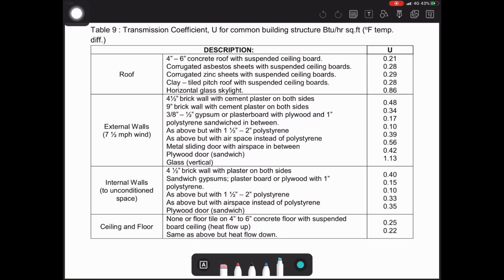For the walls, we are going to take external walls, where the type is 4.5 inches brick wall with cement plaster on both sides. So the transmission coefficient U is equal to 0.48, and for the roof given to us, the type is corrugated asbestos sheets with suspended ceiling boards, and the value for the U is 0.28.